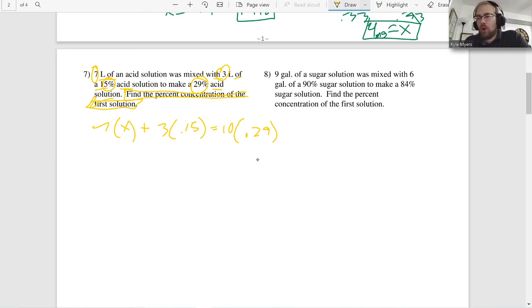Open parentheses, 10 times 0.29 minus 3 times 0.15, because I'm going to subtract 3 times 0.15 on both sides, and then I'm going to divide that by 7. All right, that would be doing it all at once. So that was a lot. If I lost you, let me know in the comments. I'll explain it out a little bit more.